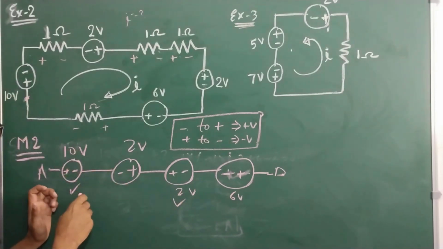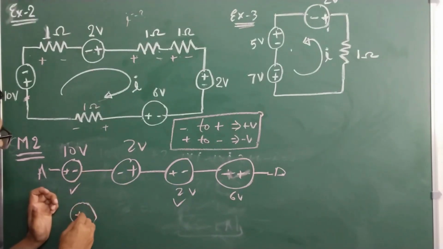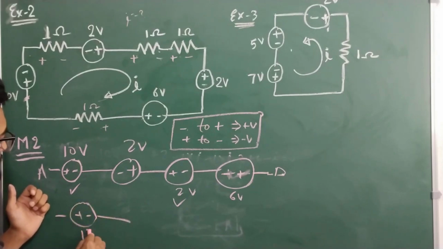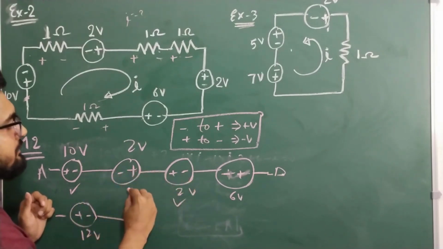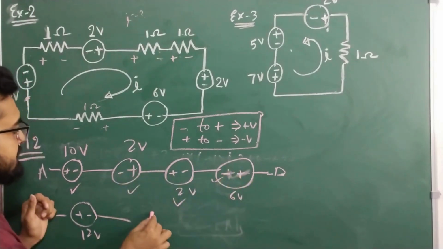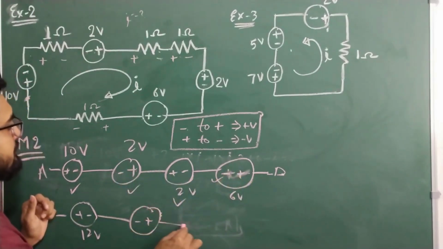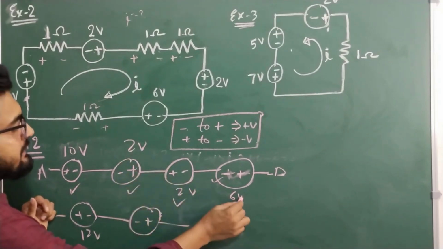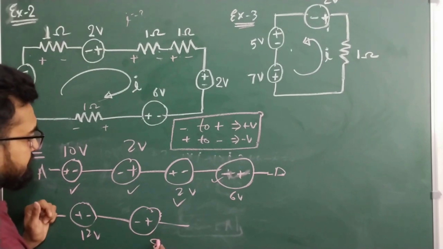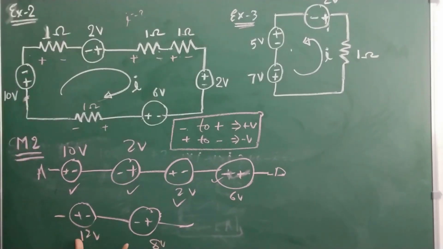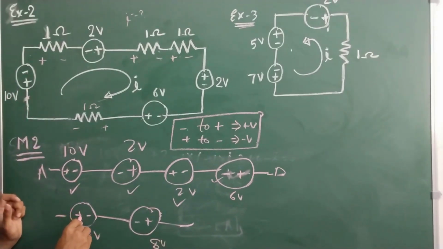So 12 volt is in the form of plus to minus, right? Now with this polarity minus to plus, we have this and this, which is 2 volt, right? 2 volt, and here we have 6, right? So 2 plus 6, 8, right? It means if you see the effective voltage is in this with this polarity, right?